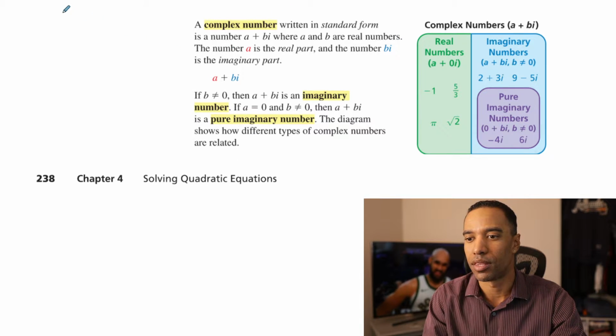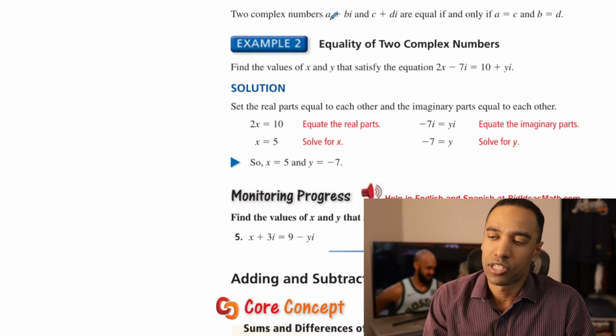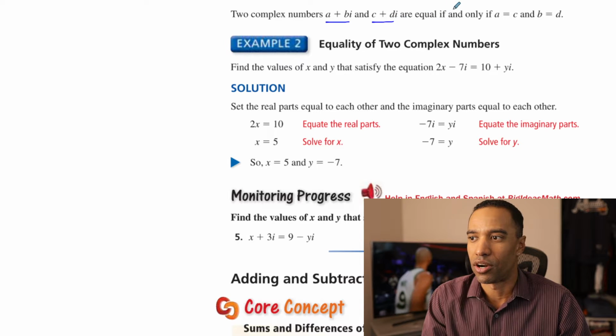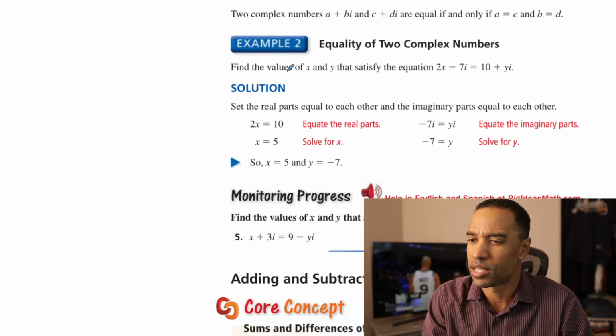So, that's what we got. I should probably be moving faster now. Two complex numbers, a plus bi and c plus di, are equal if and only if a equals c and b equals d. Great.